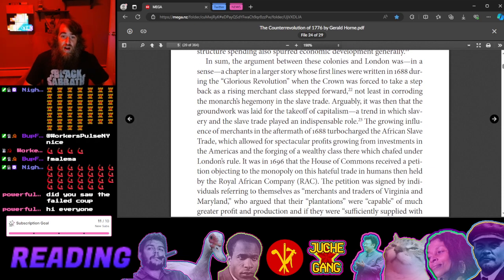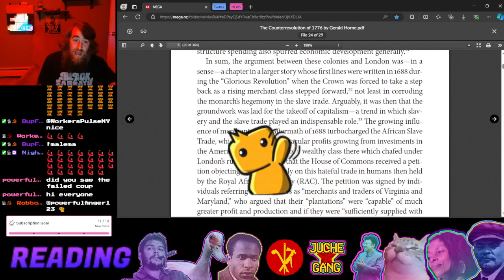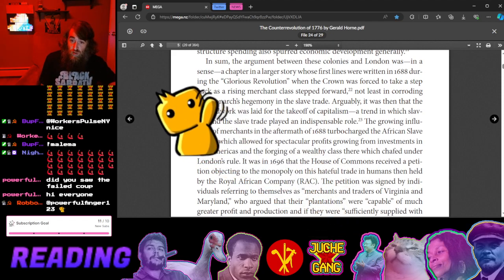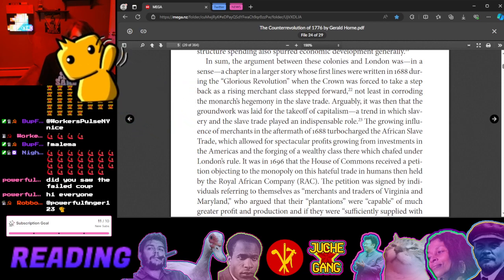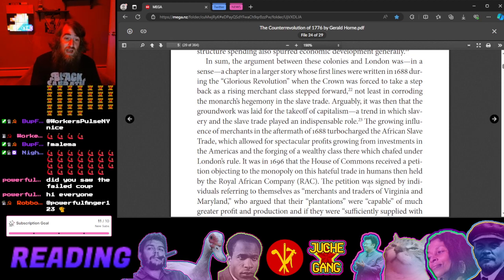In sum, the argument between the colonies and London was, in a sense, a chapter in a larger story whose first lines were written in 1688 during the Glorious Revolution, when the crown was forced to take a step back as a rising merchant class stepped forward, not least in corroding the monarch's hegemony in the slave trade. Arguably, it was then that the groundwork was laid for the takeoff of capitalism, a trend in which slavery and the slave trade played an indispensable role.